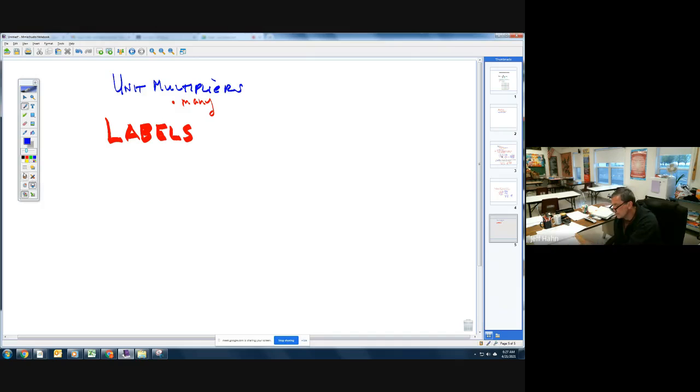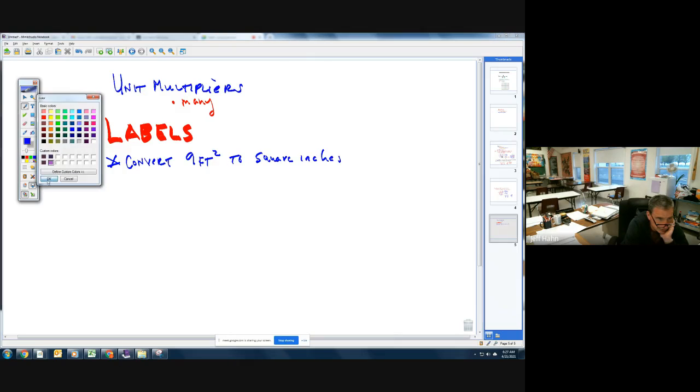Now there are two instances of multiple unit multipliers we need to look at. One of them is when you're talking about either square or cubic units. For example, if they ask you to convert 9 square feet to square inches, here is the problem. Convert 9 feet squared to square inches.